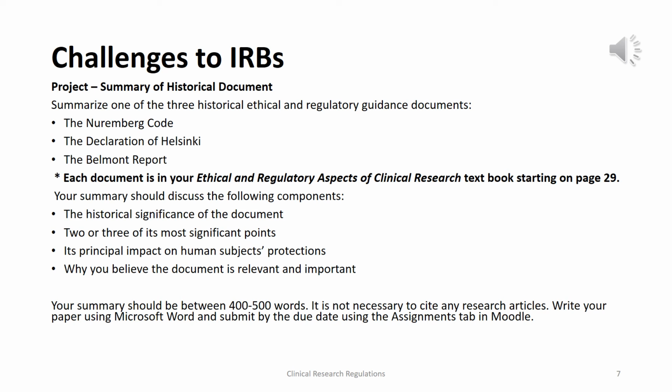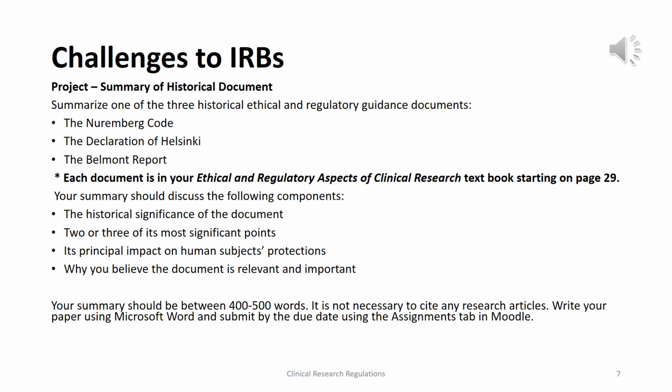So for this week, what you're going to do is choose one of the 3 historical, ethical, and regulatory guidance documents that we looked at earlier in the course: the Nuremberg Code, the Declaration of Helsinki, and the Belmont Report. So choose one of those, and we're going to compile just a brief summary of the document that you choose. These are found in your ethical and regulatory aspects of clinical research textbook starting on page 29.